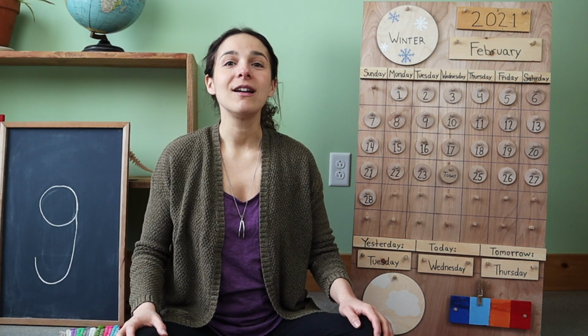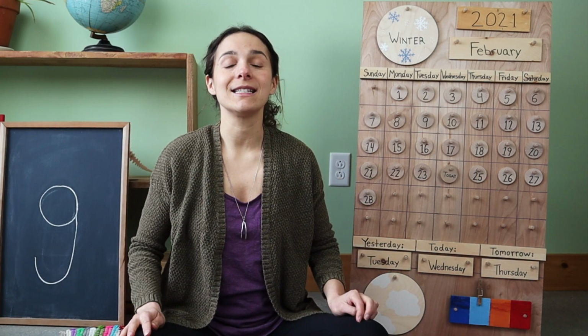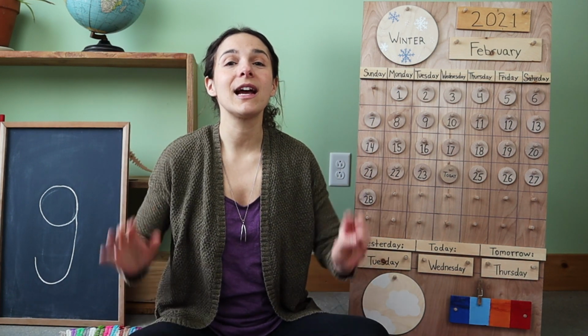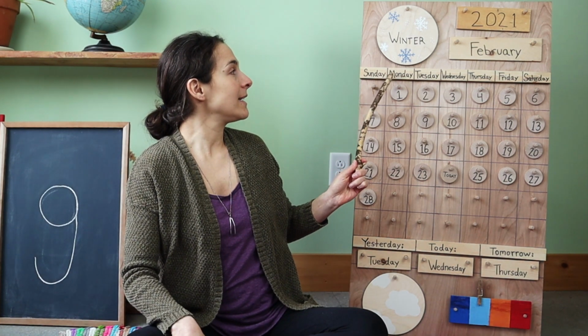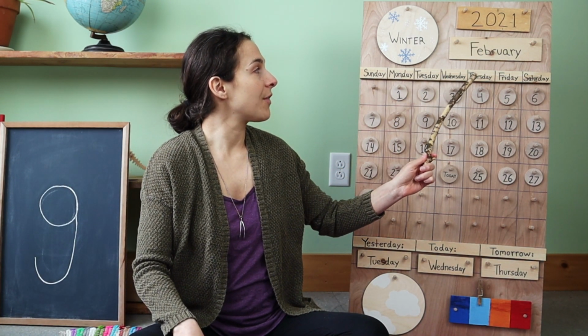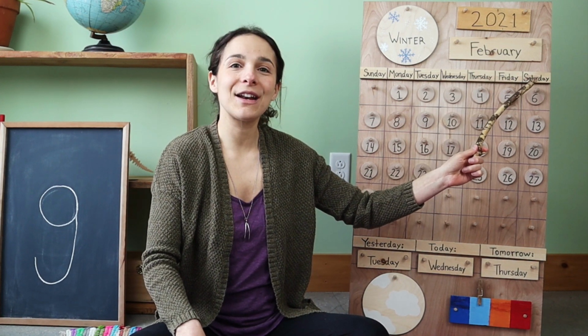Here we go. There are 7 days, there are 7 days, there are 7 days in a week. Sunday, Monday, Tuesday, Wednesday, Thursday, Friday, Saturday.